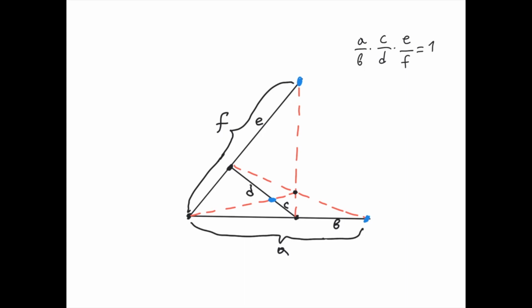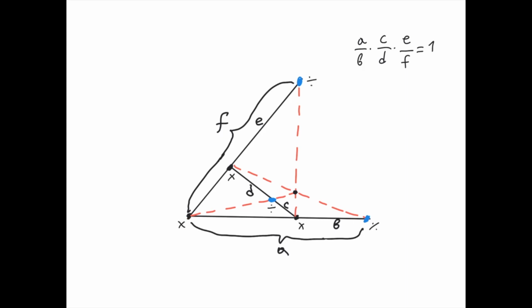It's good to know that there is a second version of Ceva's theorem. Suppose this is our triangle, and then one of the points lies on the side of the triangle, but the other 2 points are external to the sides of the triangle. This line, and this line intersect at one point if and only if A divided by B times C divided by D times E divided by F equals 1.